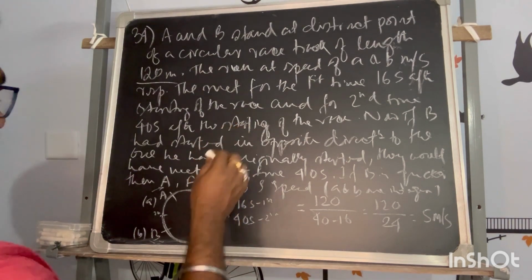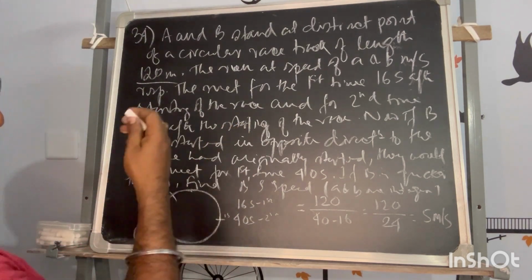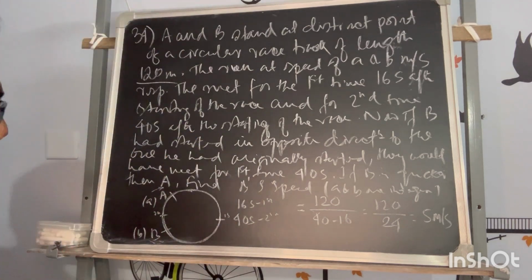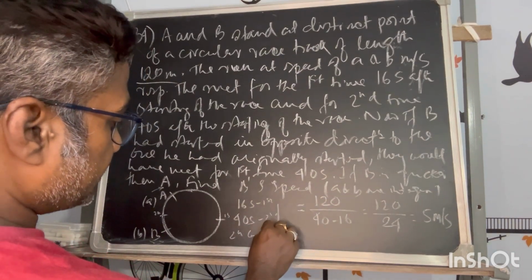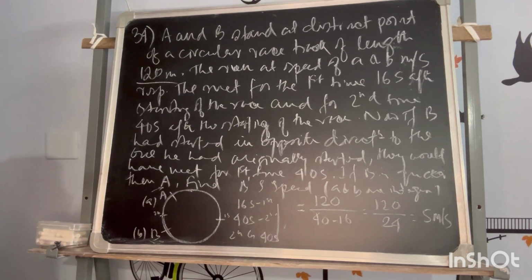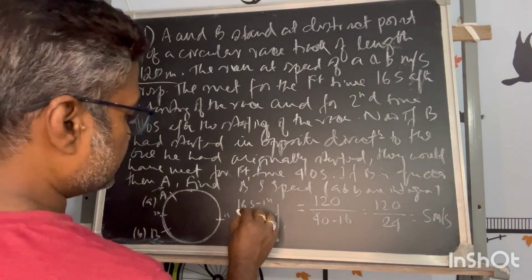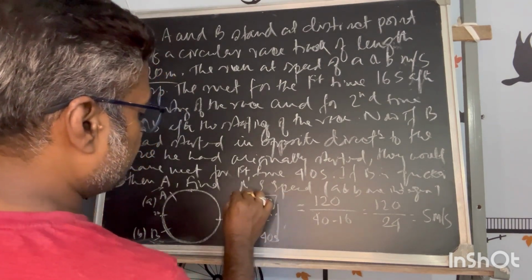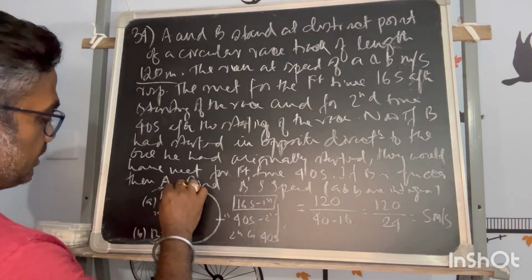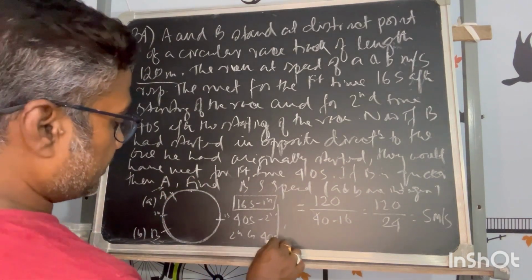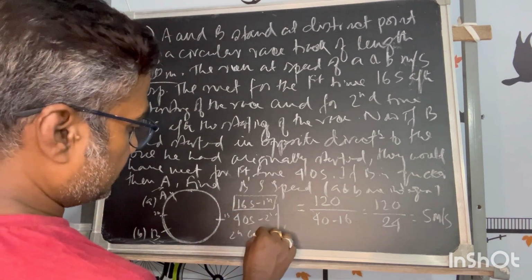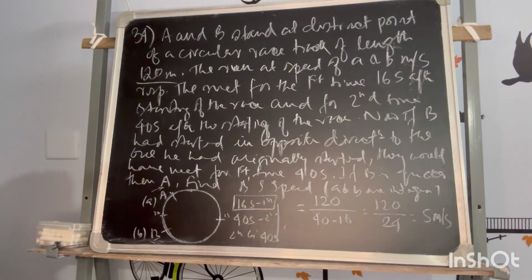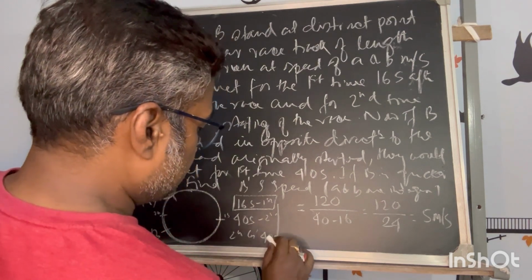Fine. In the second case, B is changing its direction, and due to that, the time taken for first meet is 40 seconds. That means if in the first case it is taking 16 seconds to meet for the first time from their initial position, and in the second case, from the initial position they are taking more time, then we can conclude, because the time is what?